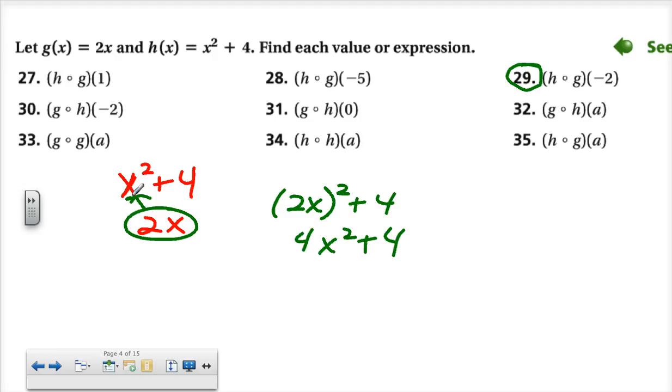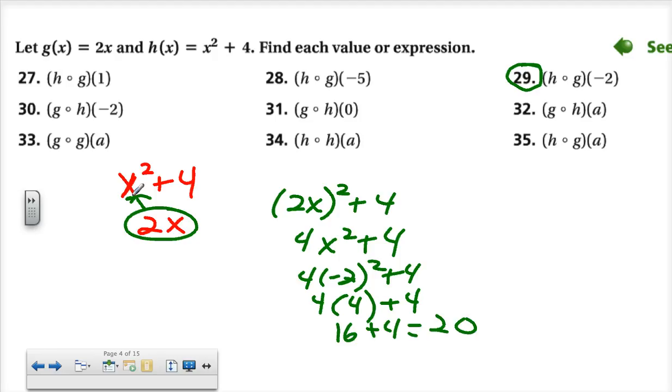And then what I need to do is put -2 in for x. So that'll be 4 times -2 squared plus 4. And that will be 4 times 4, because -2 squared is 4, and we're following the order of operations. And that will give me 16 plus 4, which is 20. So the answer for number 29 is going to be 20.